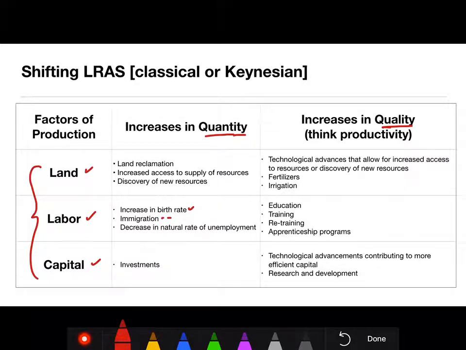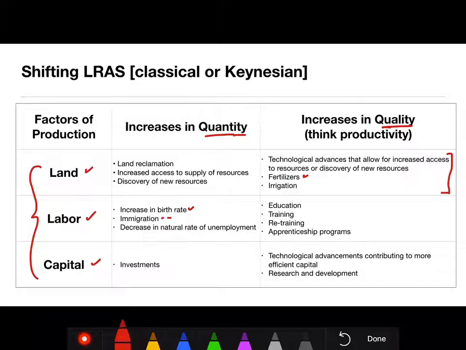Anything that increases quality of factors of production. In this case, think about quality of natural resources as better ways to extract, fracking for oil in the United States, better fertilizers, better protection against insects for agricultural goods, genetically modified foods. All those are increases in the productivity of land or productivity of a resource.